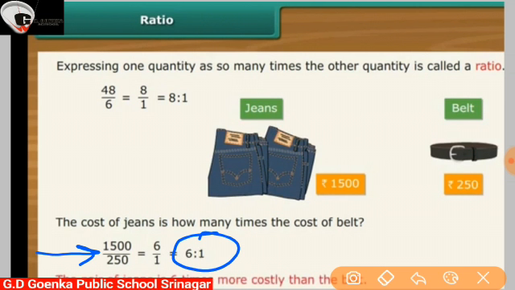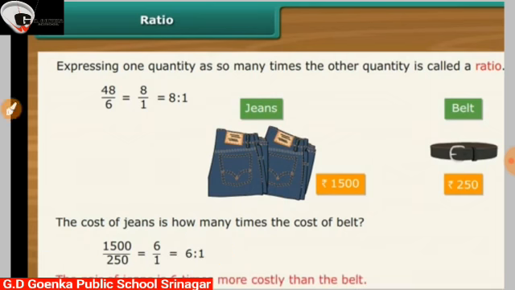Okay, so we compared the two quantities in terms of how many times. This is what a ratio is.